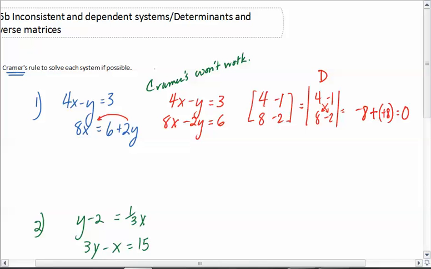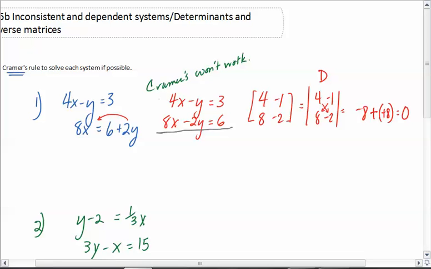Can't use it. Why is that? Think about it. If I put Dx over D and D is 0, that's why it won't work. Or Dy over D. So if the D is 0, we've got undefined and we can't proceed forward. So we can go forward with another way of solving it. Let's go back to these two right here.